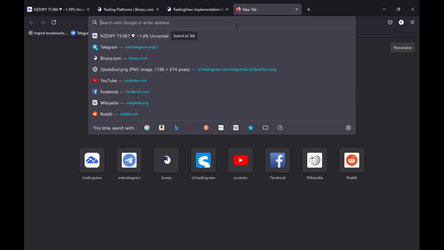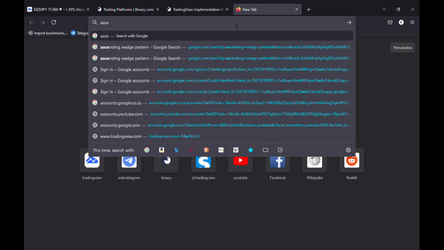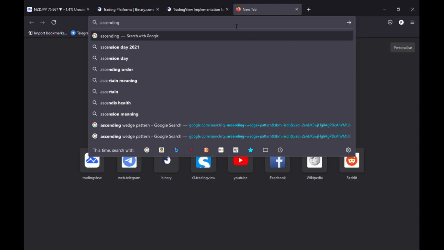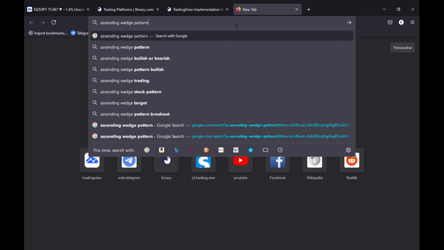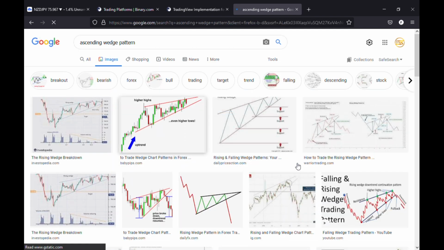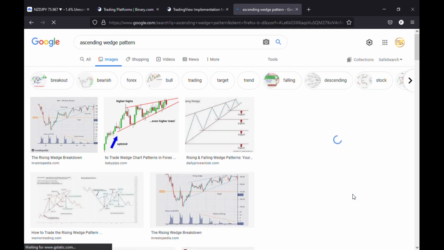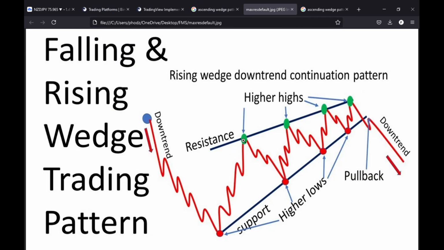Just go to Google and search ascending wedge pattern. Go to images. So this is the pattern that I'm trading. So this is the pattern, right?